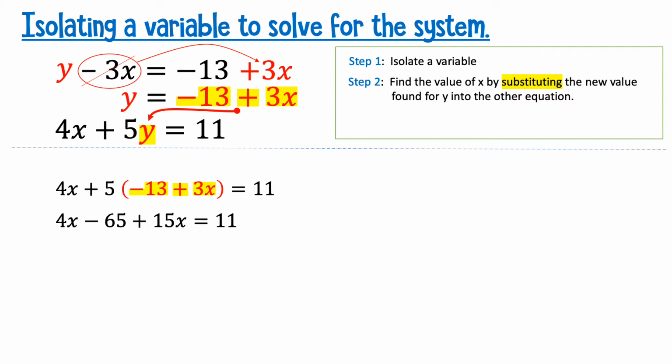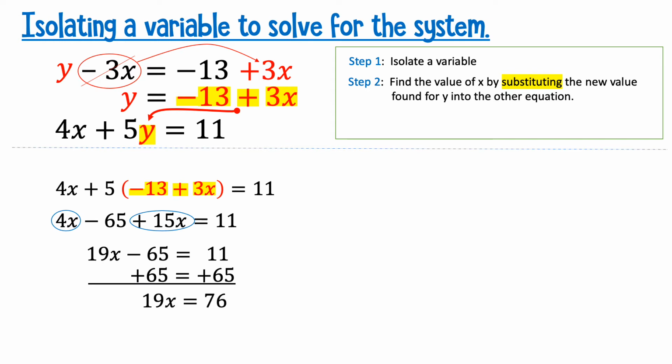Next, we'll do distributive property. 4x minus 65 plus 15x equals 11. We'll combine our like variable terms. 19x minus 65 equals 11. And then we'll undo the subtraction with addition. 19x equals 76. Next, we can undo the multiplication with division. This shows that x will equal 4 when we substitute the value for y into our second equation.